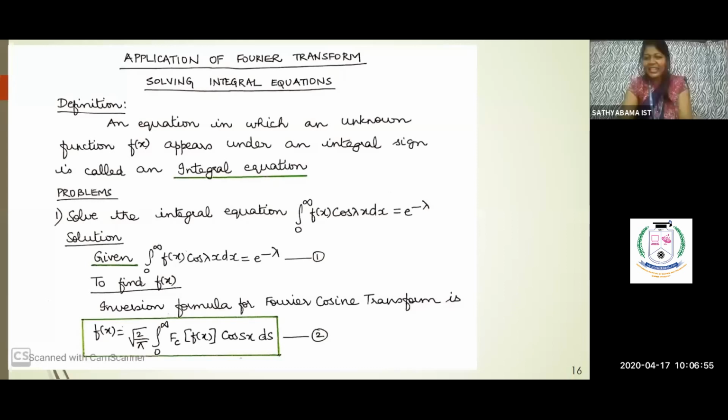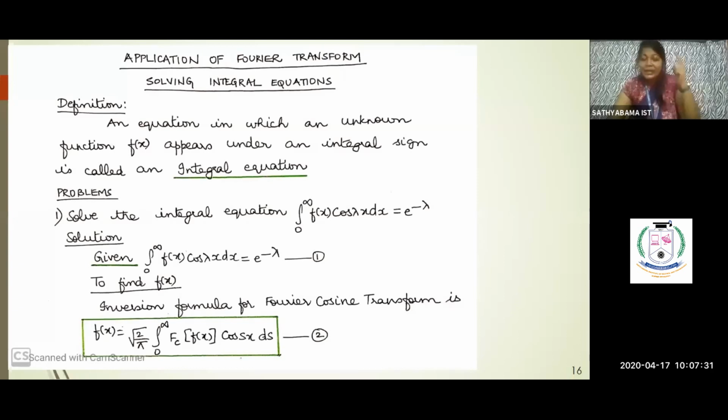We're going to use Fourier transform, don't forget that, to find the value of f of x which satisfies the given equation. That is exactly what we're going to do. So let's go to the solution now. First I've written down the given equation: integral 0 to infinity f of x cos lambda x dx is equal to e power minus lambda. I've taken it as equation 1. We will use it later, just have it. Now, what is the objective of the problem? That is to find f of x, right? Now listen carefully. I know I have to find f of x because I must solve the equation.